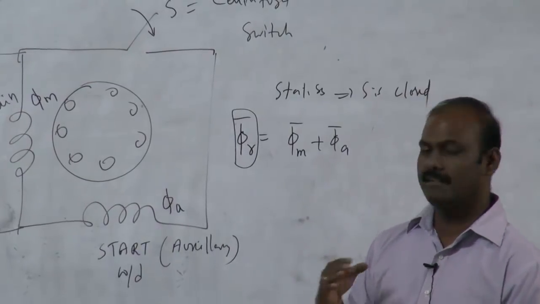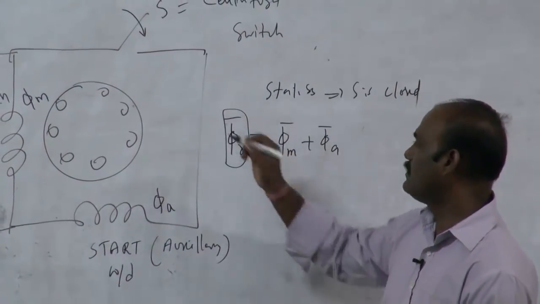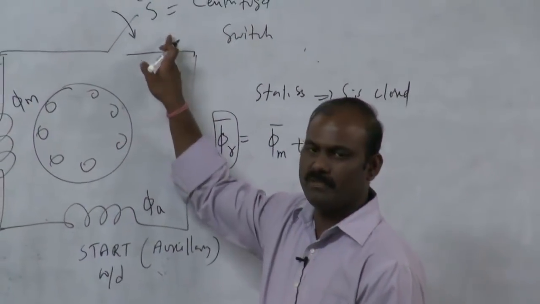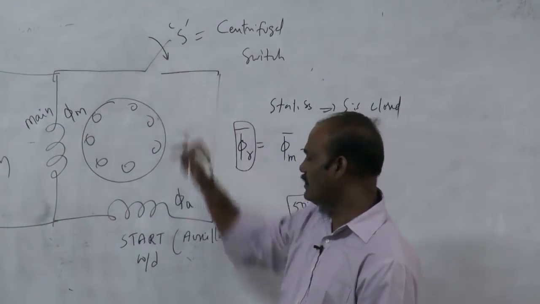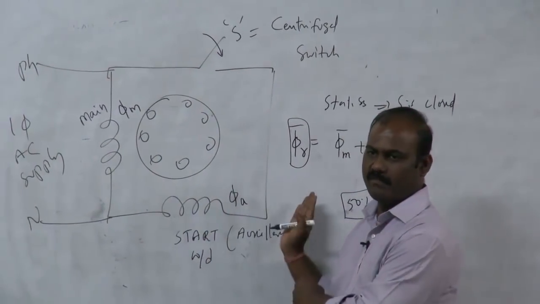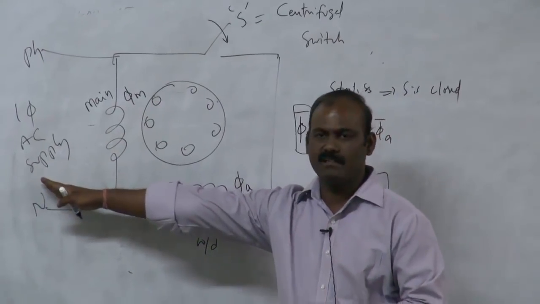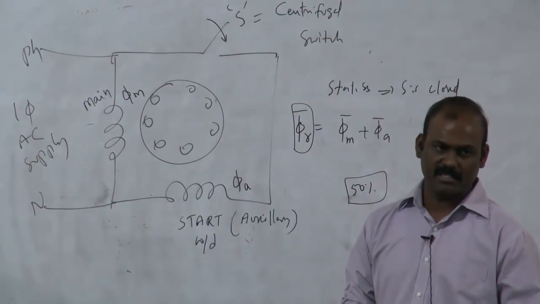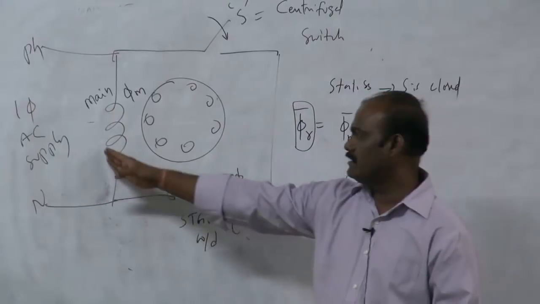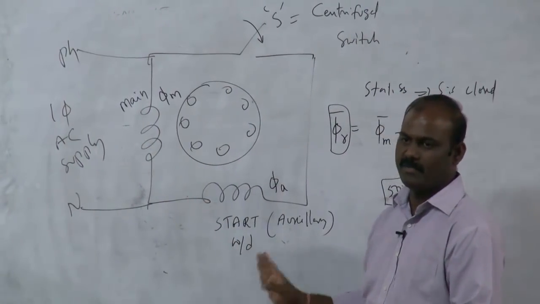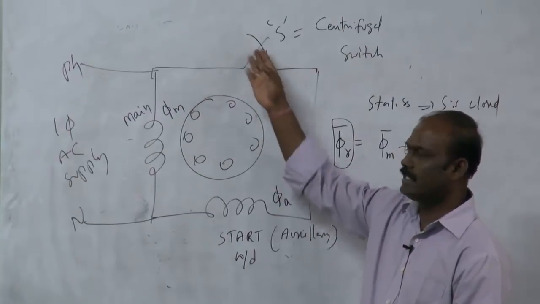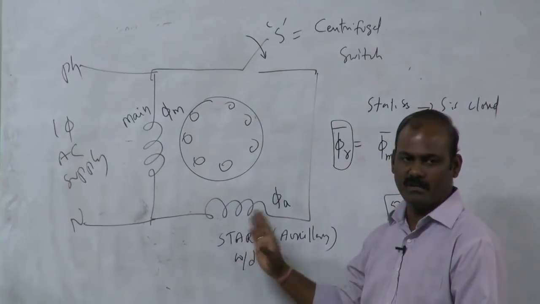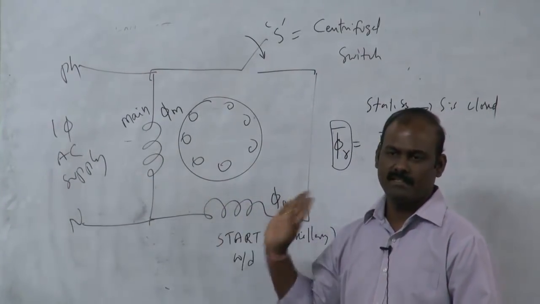As soon as the rotor started, if the machine gets around 50% of its rated speed, automatically the switch will be open. So when the switch is open, what happens? The start winding will be out of the circuit. Only main winding will be there in the circuit, right? So this is what we called as a split phase motor. No capacitor will be there, only 2 windings will be there, where main winding and start winding. At the beginning of the starting, this S is closed. Once the machine started, S will be opened, so that the start winding will be out of the circuit, only main winding will be in the circuit, right?